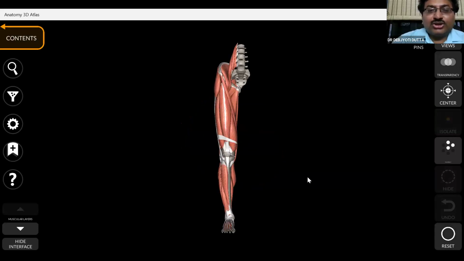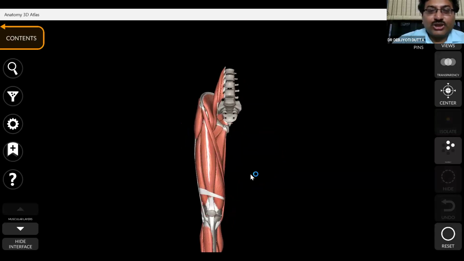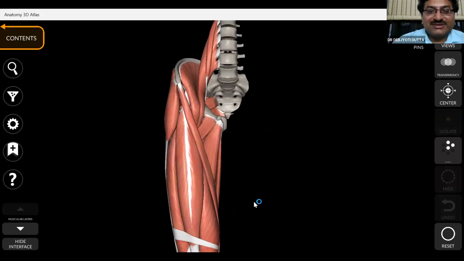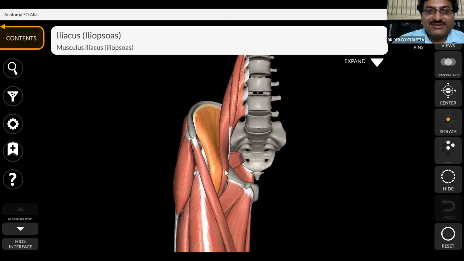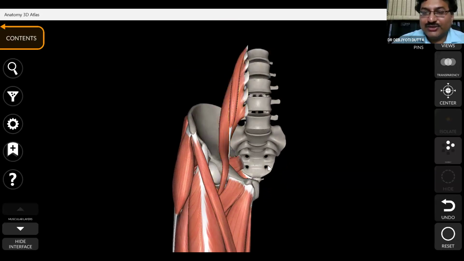If we look at the anterior portion, the most important muscles are the iliopsoas. So this is the iliacus, this is the psoas major. The iliacus has two sets of fibers, the lateral fibers and the medial fibers. Then we have the psoas muscle, and at this point under the cross section, we can see the psoas tendon as well.